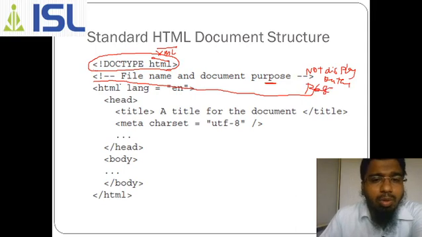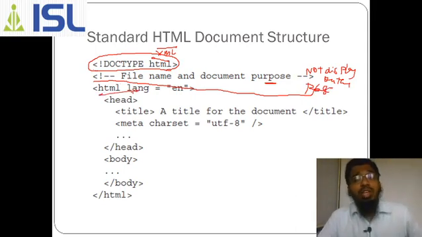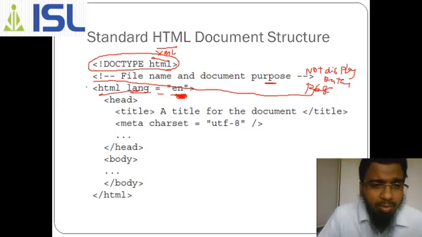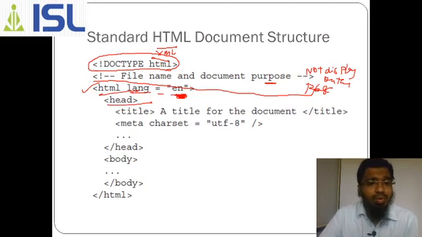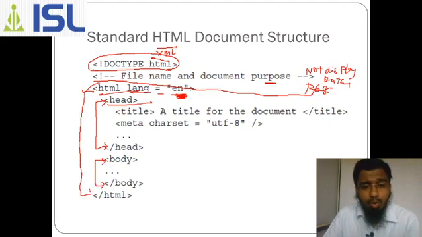Now in the HTML tag, we need to give the language: lang equals en, we are giving English. So this is English by default. In the HTML we will have the head part, which is very important, and in HTML whatever tag you open should be closed. See here, the body part is opened and closed, HTML is opened and here it is closed.